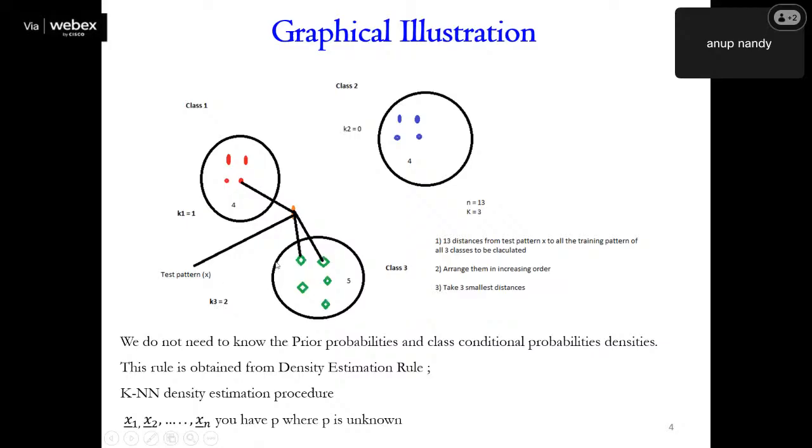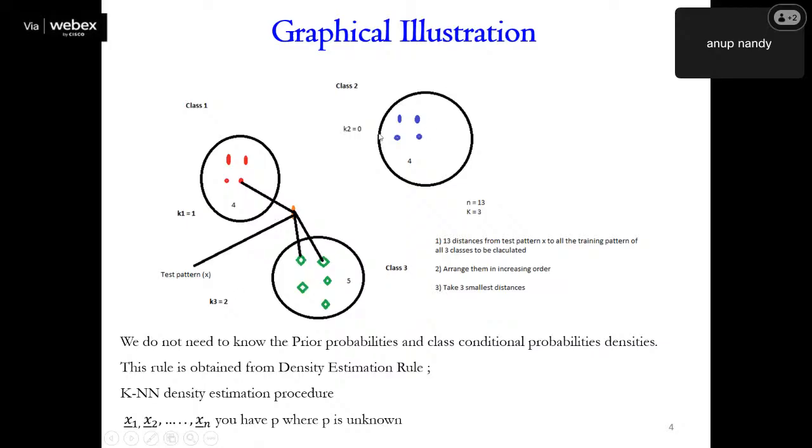Because this test point is closest to this point, so obviously this class will have these two class representatives. Similarly, this class will have only one class representative, because this point is only closest to this point. So how many class representatives are there for the first class? Based on these arranged distances, for class 1 you have only one class representative.